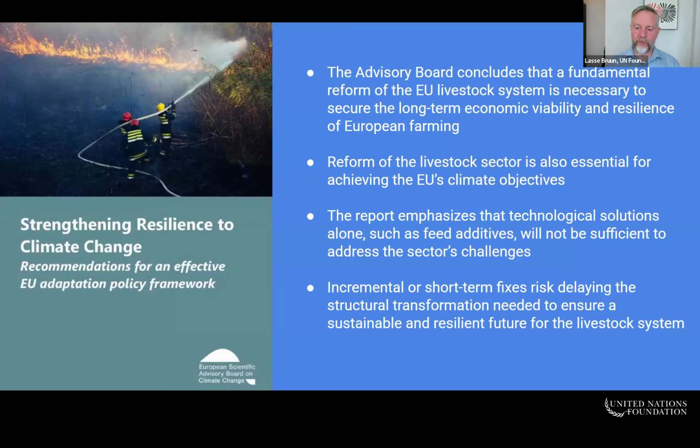And finally, it also says that if we want to really have a long-term resilient future for livestock systems, there needs to be a really systemic way of addressing it. The incremental changes we keep seeing, like feed additives or changing the way that we are keeping the animals or making small shifts that might add some small percentage changes, is not going to work. We have to have a systemic change, which means a significant decrease in livestock production across the EU.